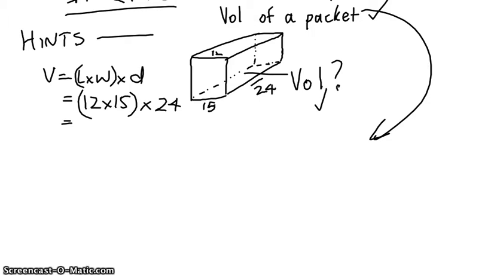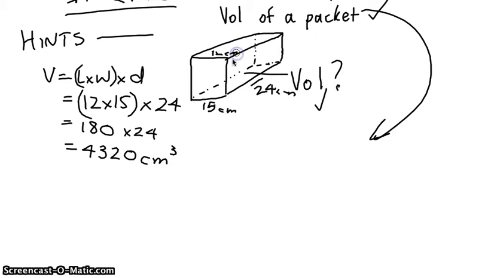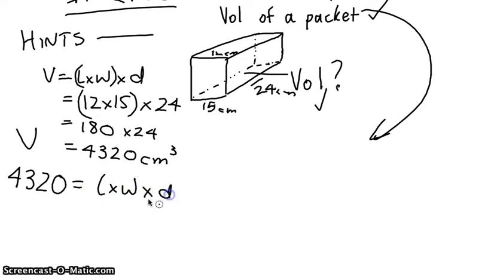Thanks, Emily or Brooke. 108 for 12 times 15? 180. That's what I said. Times by 24? 4,320. Let's just say they were all centimetres. And so the volume was 4,320 cubic centimetres. So we're all right with that? Essentially what we were saying was 4,320 equals length times width times depth. We've got to get all of this to add up to that.